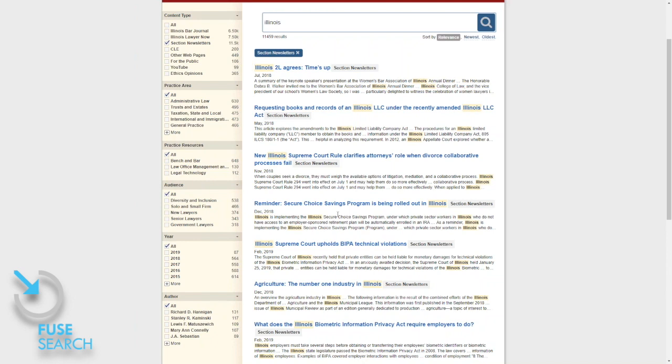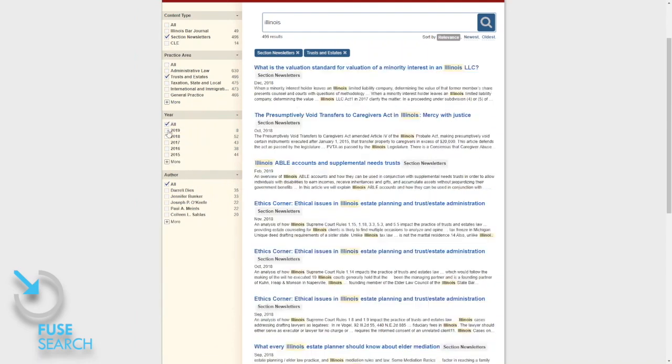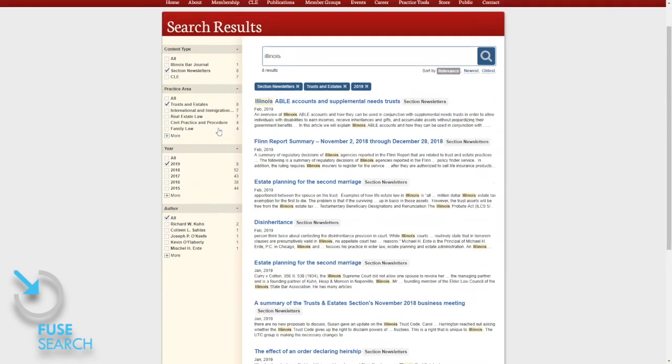And that's, again, the beauty of federated search, because you could take it one step further and say, show me PDFs that are tagged for trusts and estates, and I only want the recent stuff, 2019. If you have the information that's categorized in this way, you can use federated search to hold the hand of the user and to drive them where they need to be.